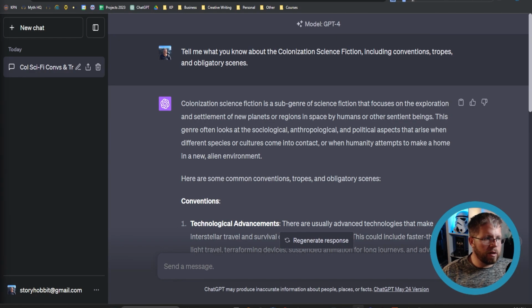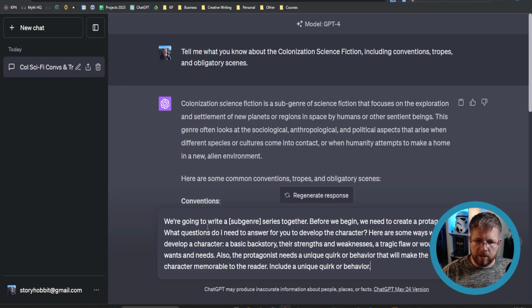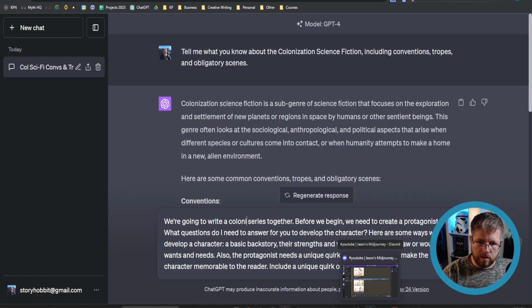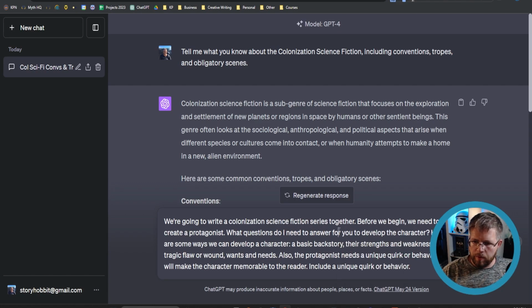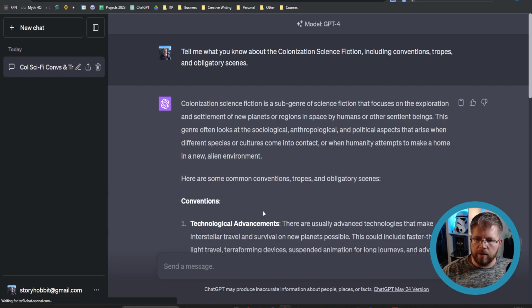So now we're going to move on to character creation. His prompt for this is, we're going to write, and I'm going to say colonization science fiction series together. Before we begin, we need to create a protagonist. What questions do I need to answer for you to develop the character? Here are some ways we can develop a character: a basic backstory, their strengths and weaknesses, a tragic flaw or wound, wants and needs. Also, the protagonist needs a unique quirk or behavior that will make the character memorable to the reader. Include a unique quirk or behavior. So let's see what it gives us for that.